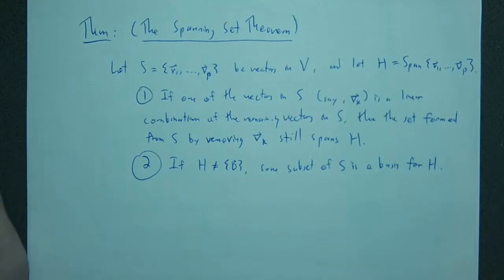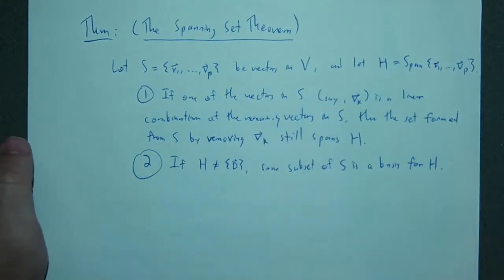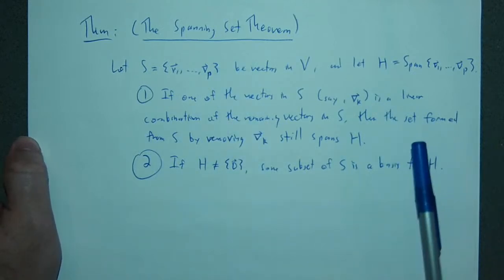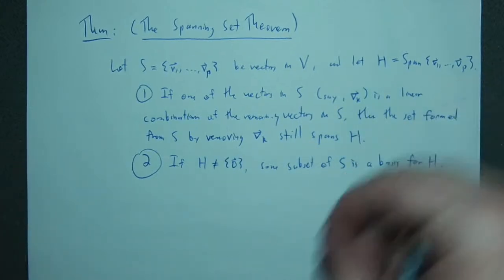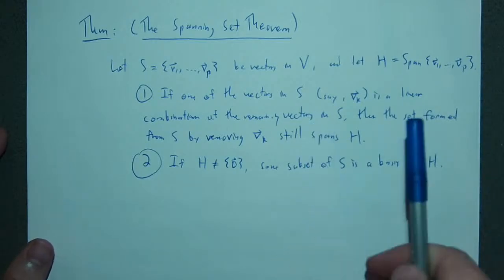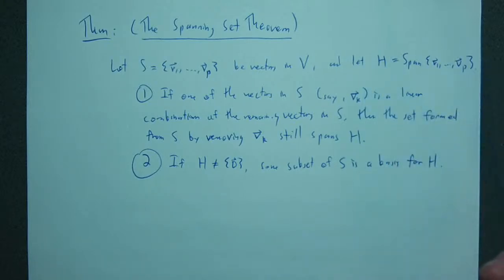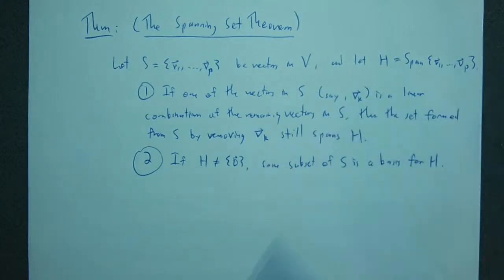So just remembering what this says, if you have a set of vectors in vector space V, and let H be the subspace spanned by that set of vectors, then if one of the vectors in S, say V sub k, is a linear combination of the remaining vectors in S, then the set formed from S by removing V sub k still spans H. S is literally just a list of those p vectors; the span is H. So the space still spans the exact same space if I remove a vector that's a linear combination of the others.